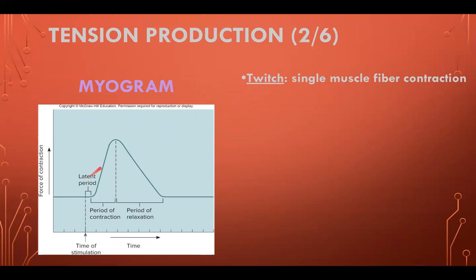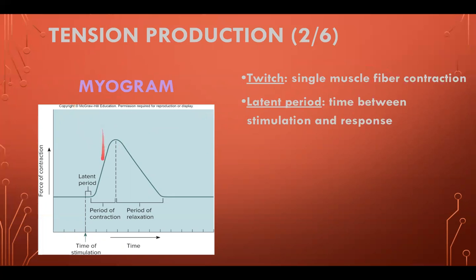Okay, so one single stimulation from a neuron will cause one single contraction, which is known as a twitch. Okay, so a twitch results from a single stimulation from a neuron, which produces a single contraction. That's what a twitch is.